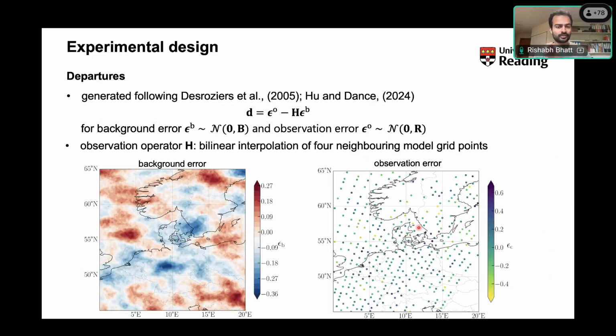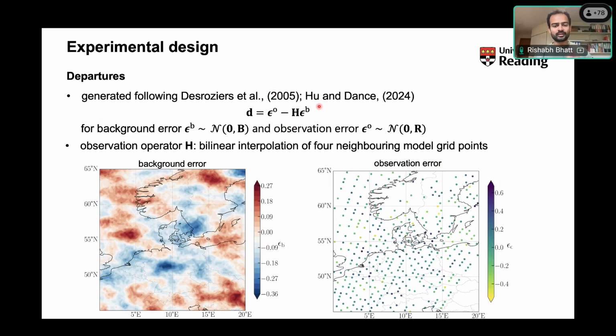Okay. Also, we also need departures. So the departures are generated using the canonical references, Desroziers, and also recent work by Hu and Dance, where you just take the difference in the observation error and the background error, which is mapped to the observation state by the observation operator.